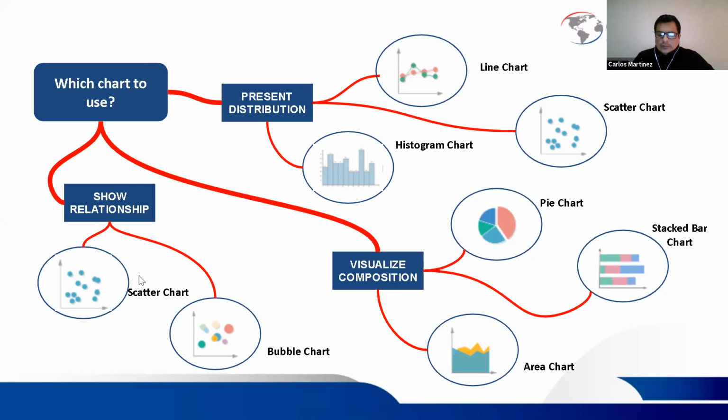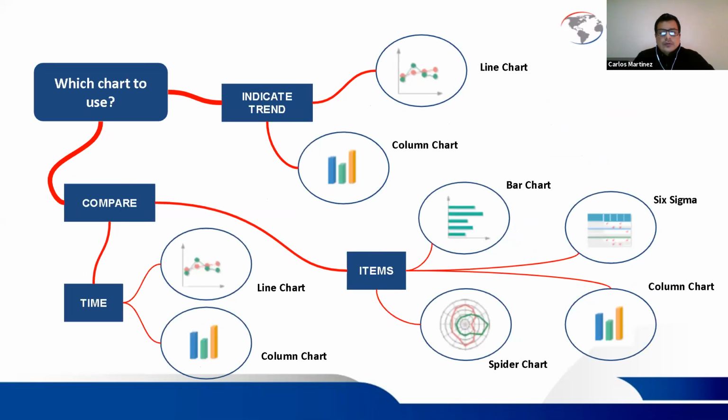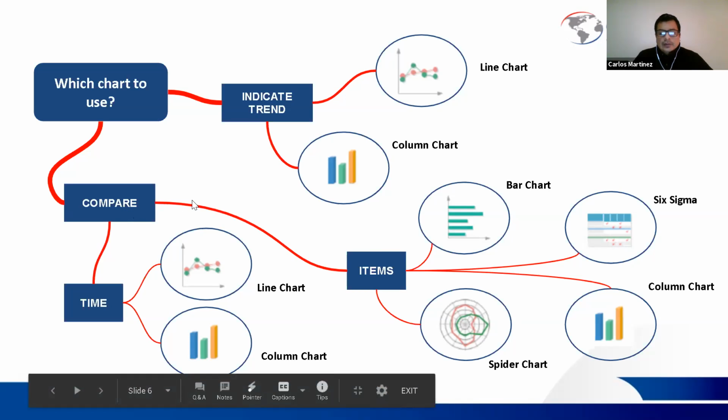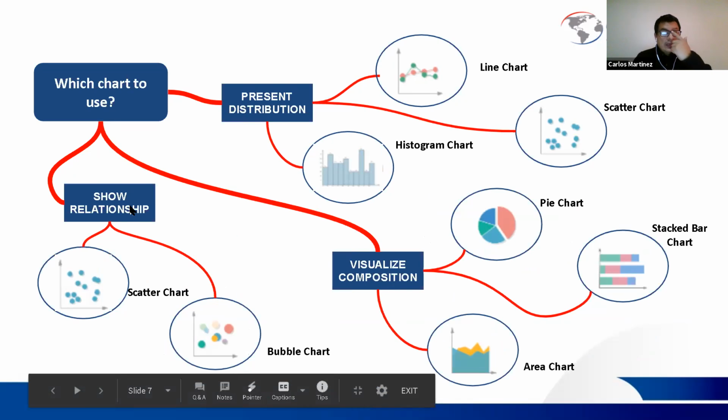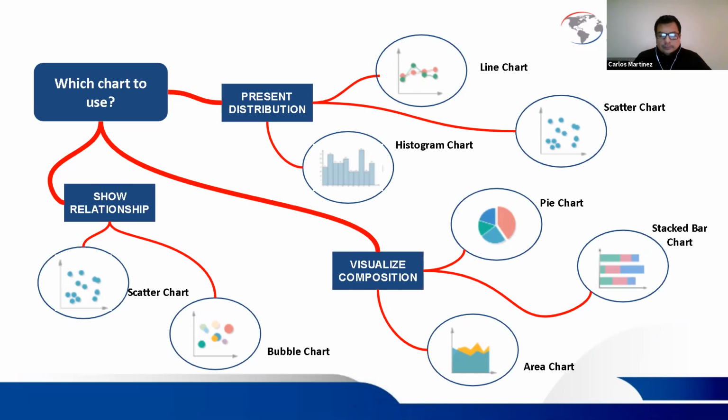So here we have talked about the 5 uses of charts, like I said before. To indicate trend, these two: line charts, column charts. To compare, depending on what you're comparing, if you're comparing the relationship between items, we have these 4: bar, sigma, column, and spider. And to compare the relationship with time, line and column. Then to talk about how they are distributed, we use line charts, scatter charts, and histograms. If we want to talk about how they are composed: pie charts, stacked bar charts, and area charts. And finally, to show how they relate, we're going to use scatter charts and bubble charts.